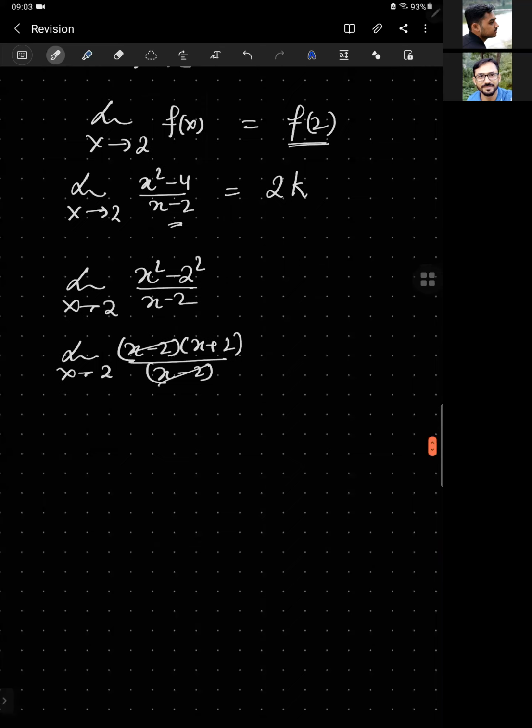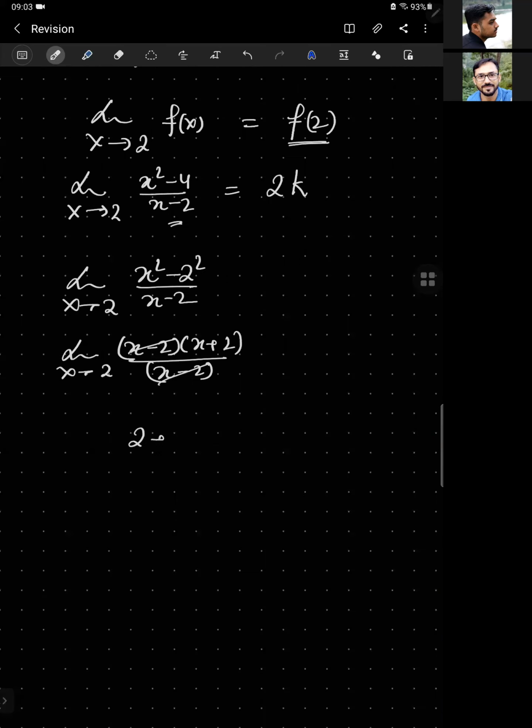Now x we will be putting as 2. So 2 plus 2, it is 4. And this was equal to 2k. Again, I'm writing 2k in front of this step also, 2k. So with this, I could say k equals 2. The value of k is coming as 2.